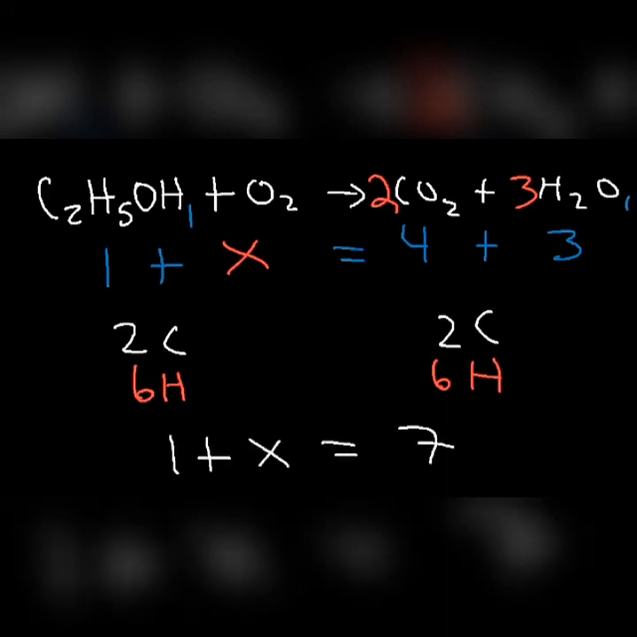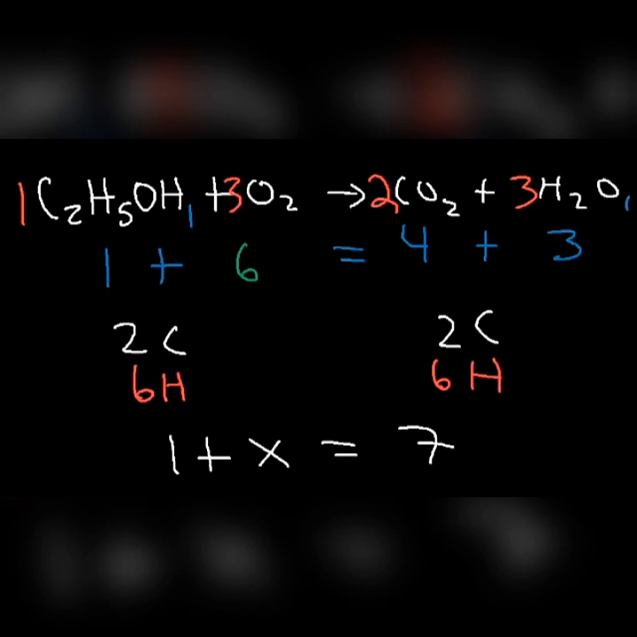1 plus what number is 7? That missing number is 6. 7 minus 1 is 6. So we need 6 oxygen atoms from O2. 6 divided by 2 is 3. So we got to put a 3 in front of O2. So now everything is balanced.